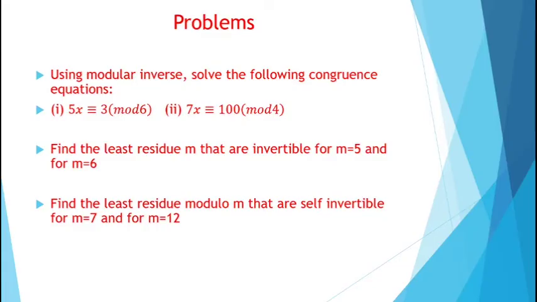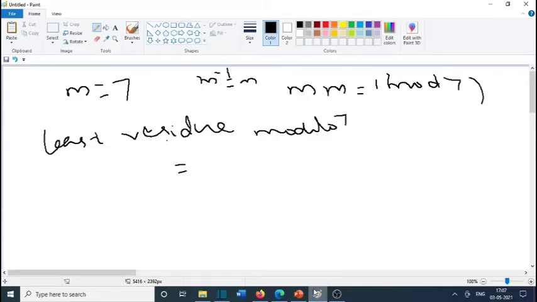Next problem is find the least residue modulo m that are self-invertible for m equal to 7 and for m equal to 12. Given that m equal to 7, when it's self-invertible, a inverse is equal to a. That is, a into a congruent to 1 mod 7.